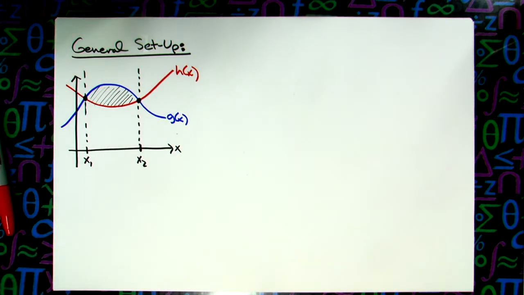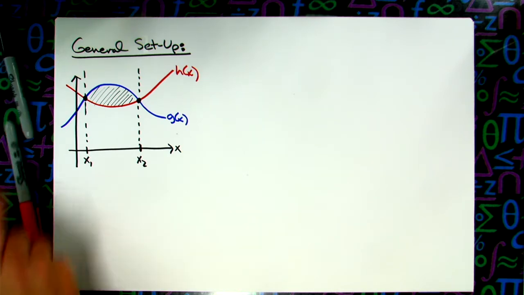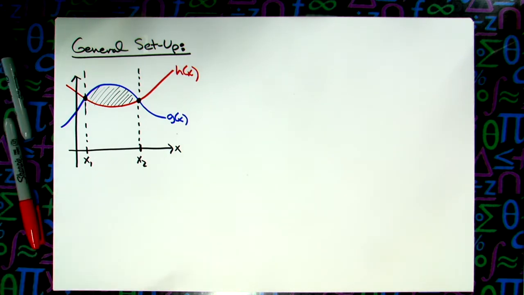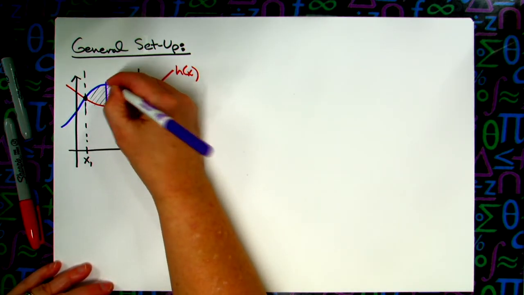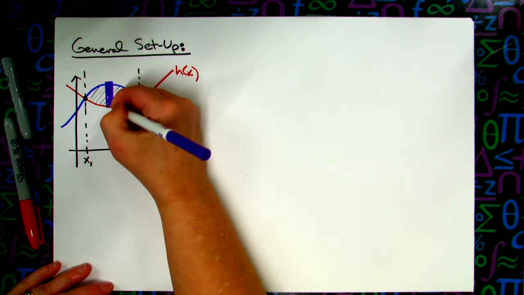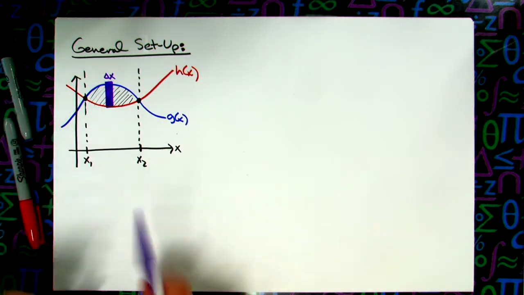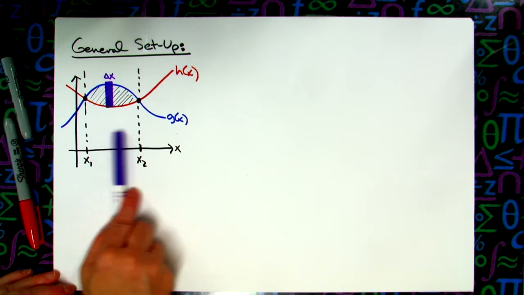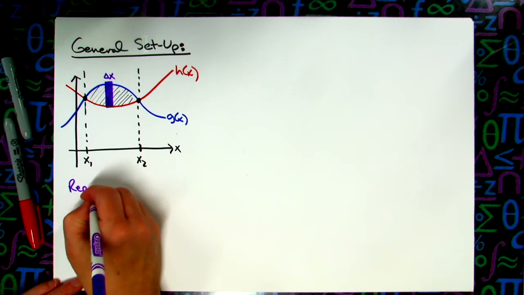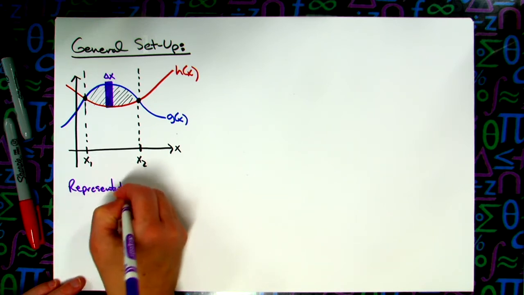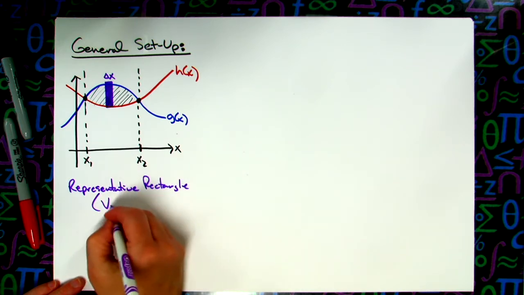Okay, now I'm going to have a representative rectangle. In this scenario, because of the way the picture is drawn, I'm going to go to a different color. The representative rectangle is going to be a vertical rectangle. Okay, there is my representative rectangle, and it's going to have a width of delta x, because how wide is it? Well, the width is along the x-axis. Okay, so this is called the representative rectangle. And in this case, it's vertical.